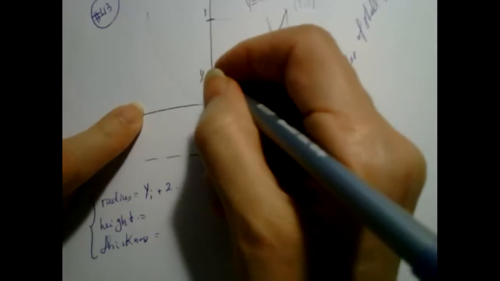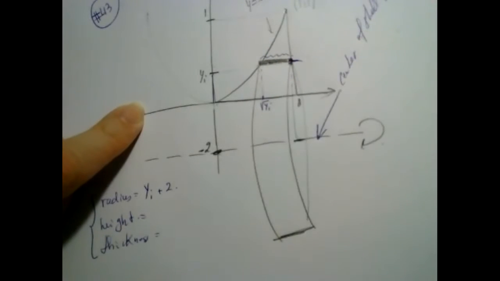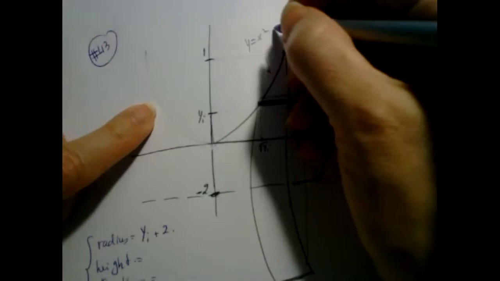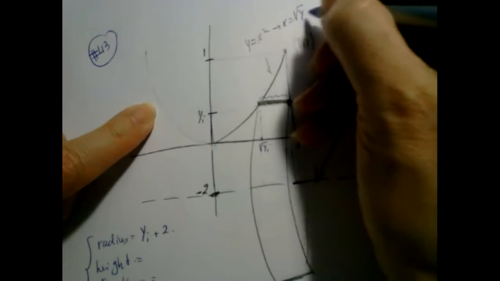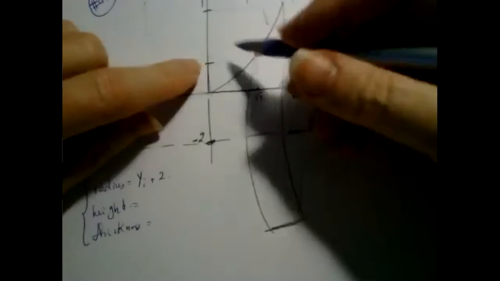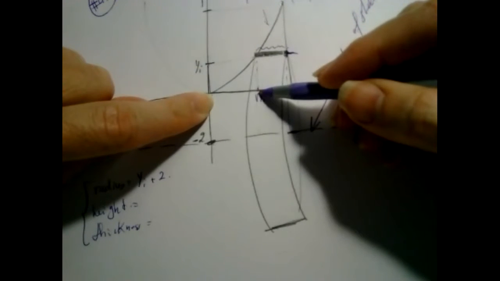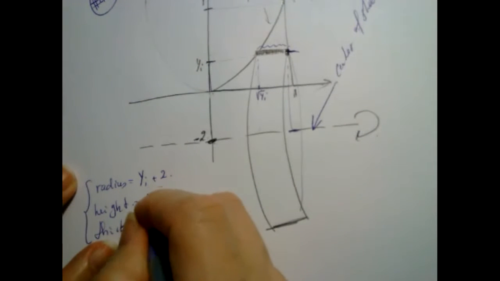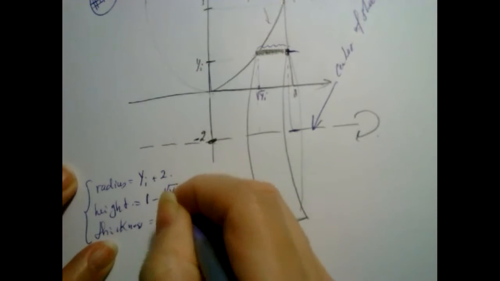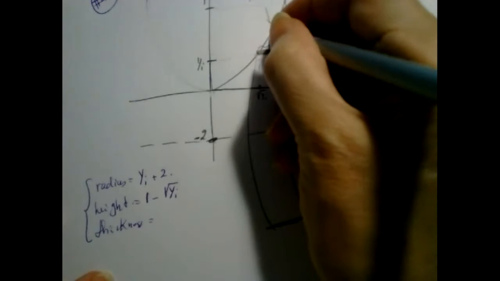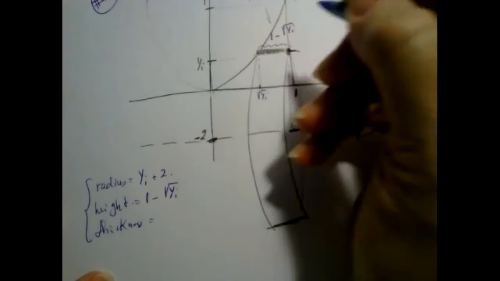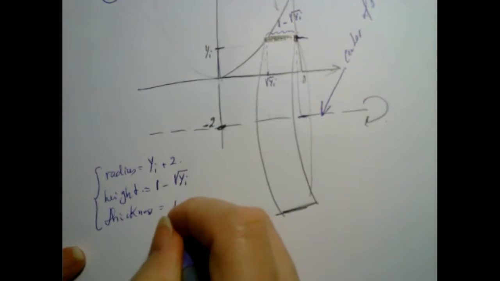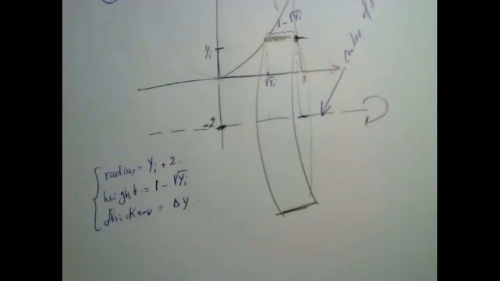So if this is yi, it means this point here is actually the square root of yi. So we have to solve. So y equal x squared gives me x equal the square root of y. So if this is yi, from here to here, I have square root of yi. This is 1. So the height is going to be 1 minus the square root of yi. So this here is 1 minus the square root of yi. And finally, my thickness is the little delta y.